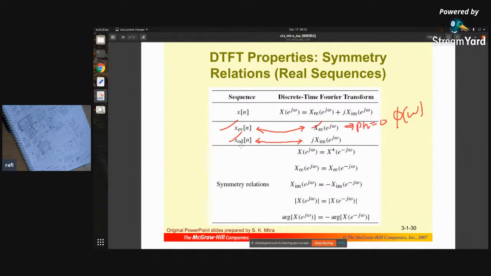And for odd signals, the phase will be pi by 2 always, because the imaginary part is non-zero and the real part is 0. Tan inverse of 1 by 0, tan inverse of infinity. So the phase will be pi by 2 always for odd signals. In general, both have constant phase.